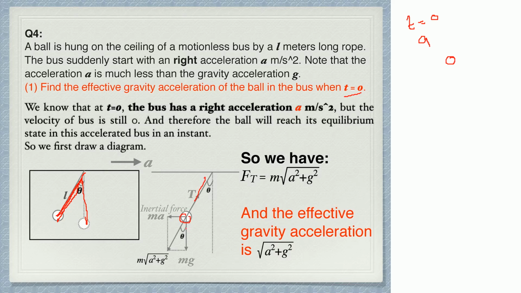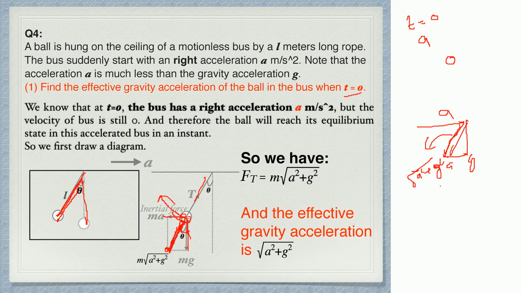So let us see what is going on here. Tension is here. We have mg downwards, but we have theta here. So this will be mg sin theta, and we have mg cos theta also in the radial direction. So what will be the F_T? See, this is a, this is g. So if this is a and this is g, what will this be? This will be under root a squared plus g squared.